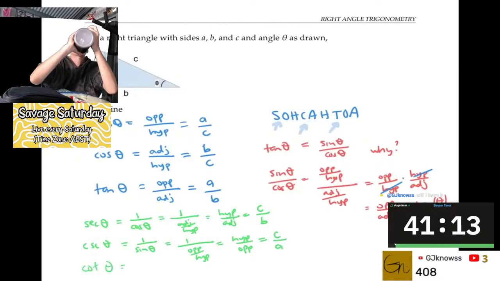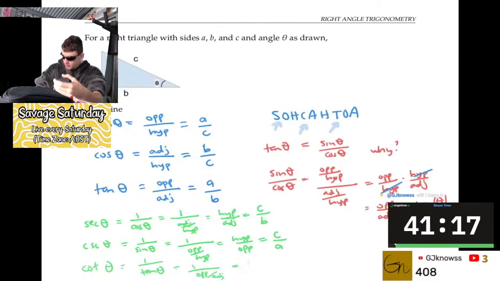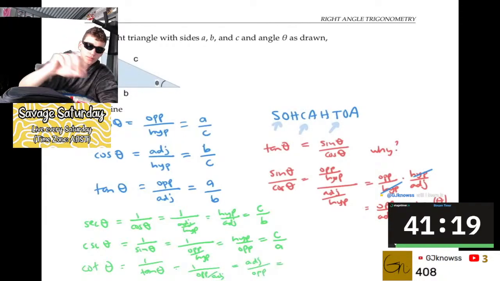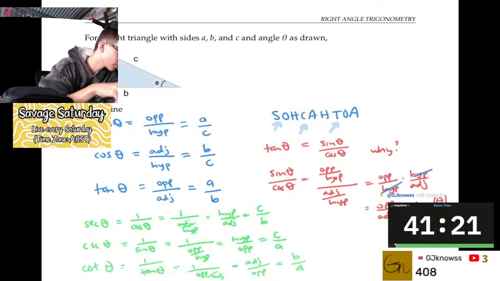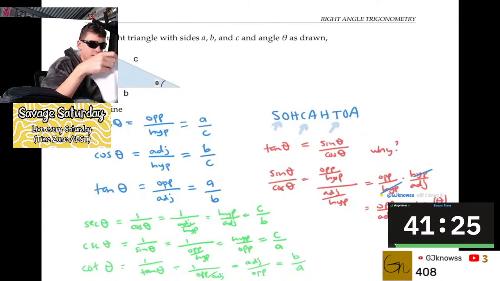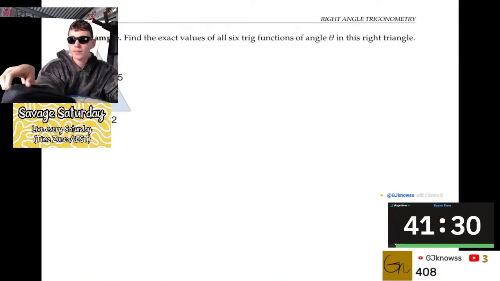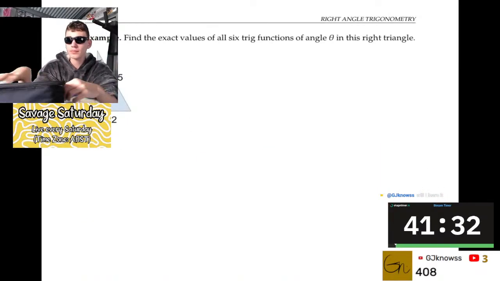Finally, cotangent of theta is defined as 1 over tan theta. So that's going to be 1 over opposite over adjacent. Flip and multiply, I get adjacent over opposite, which in this case is b over a. So notice that the values for cotangent, cosecant, and secant are the reciprocals of the values for tangent, sine, and cosine, respectively. Let's use these definitions to find the exact values of all 6 trig functions for the angle theta in this triangle.